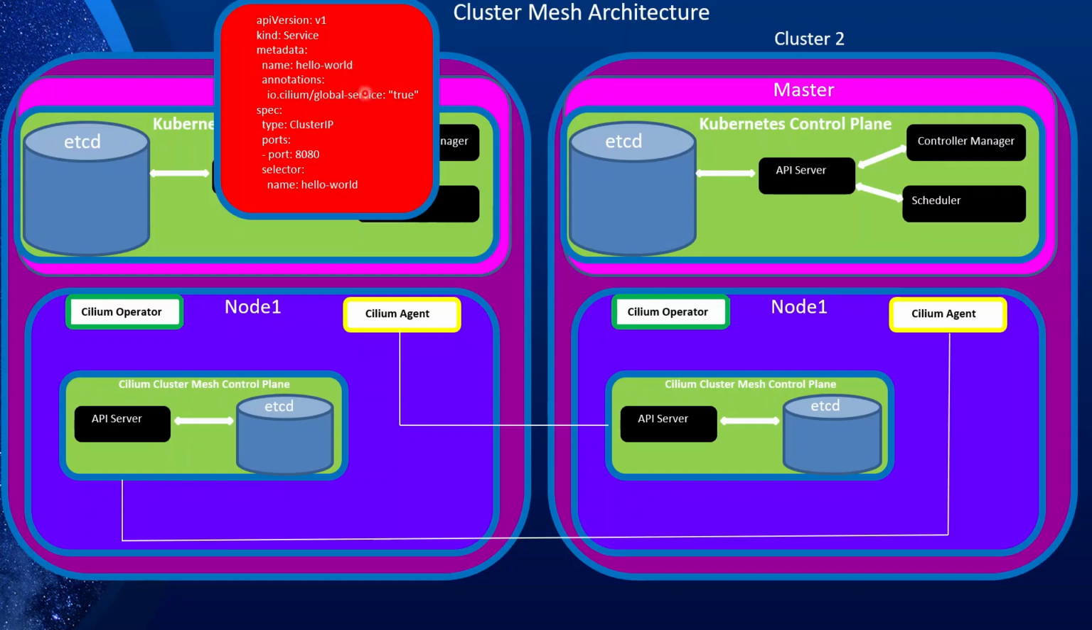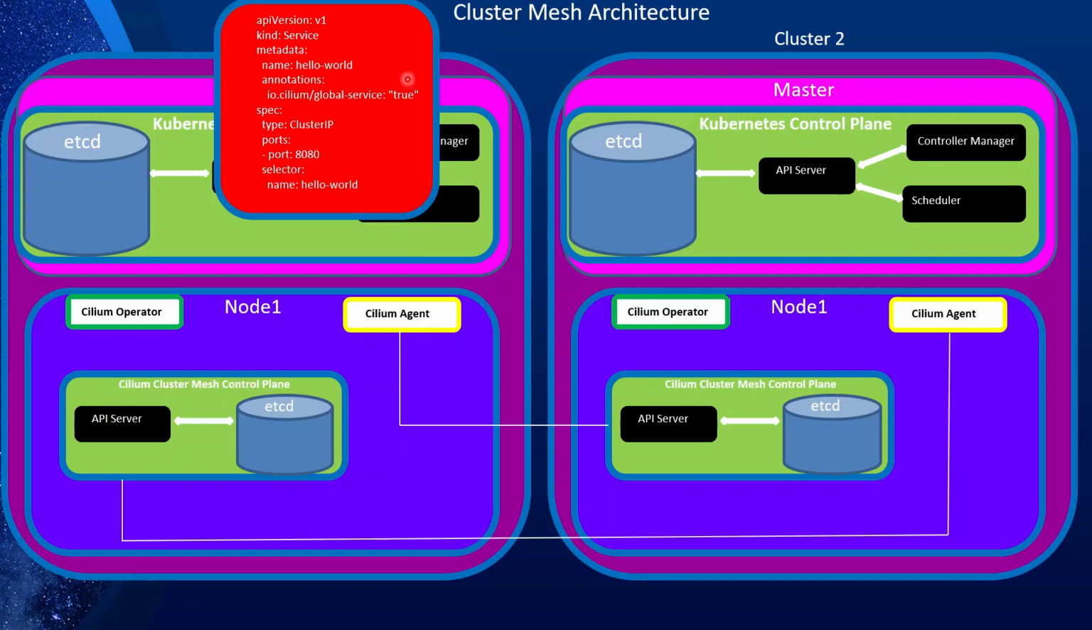Now let's say we want to deploy a service that will be load balanced between these two clusters. How do we do that? So it's actually very simple. We define the service as we normally do, which is the kind, the service, and the metadata. We name it whatever we want. I call it hello world.